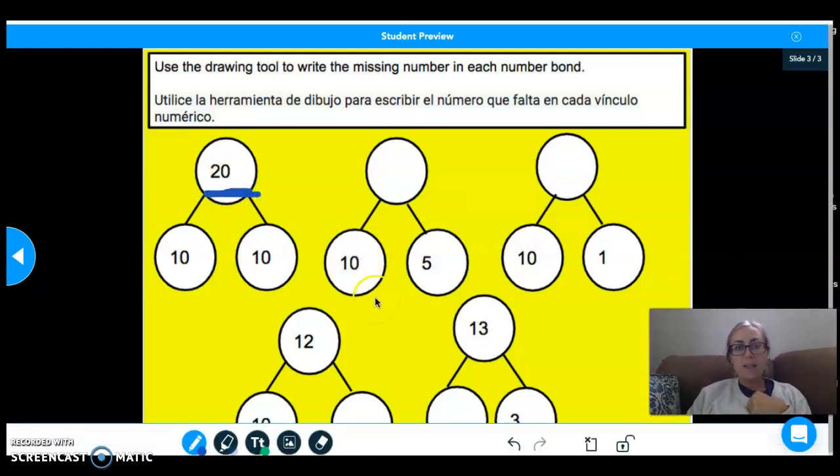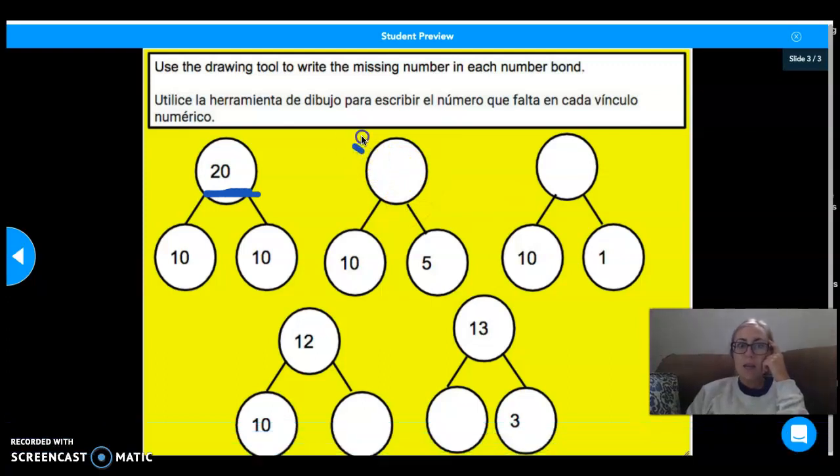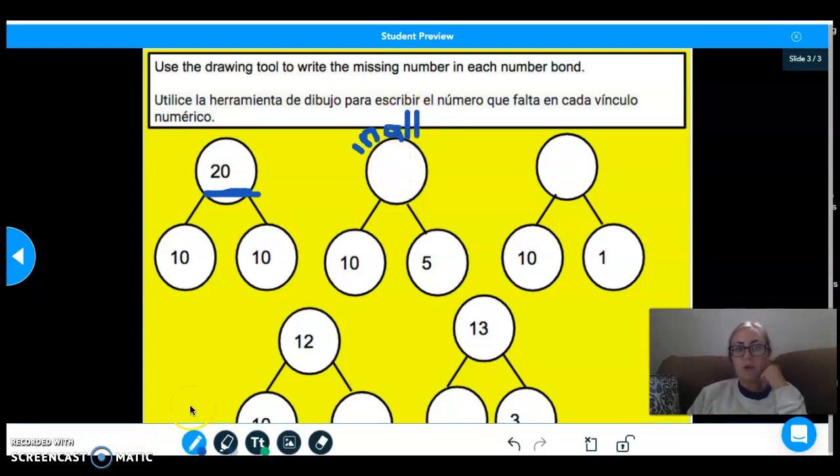The next one says 10 is a little part and 5 is a little part. Think in your brain of what would be the big whole or how many there are in all for this number bond. When you get to the next slide, you can write it in with your drawing tool that comes right here.